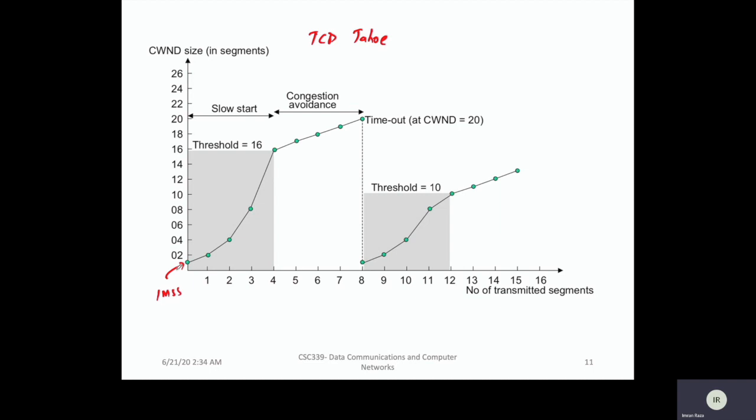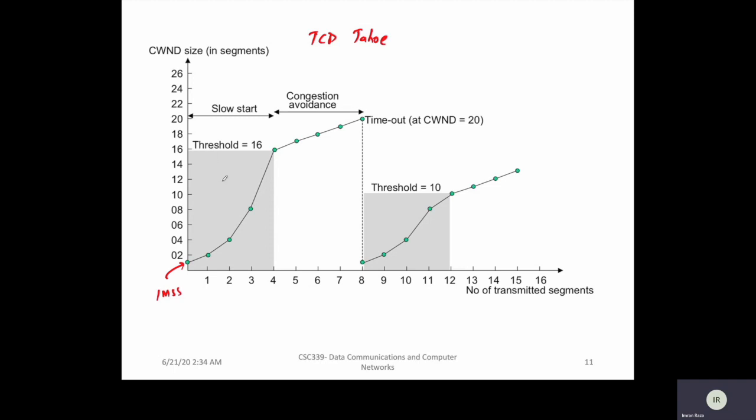Initially we transmit 1 maximum segment size, and upon receiving its acknowledgement, we double the congestion window size. Now we'll be sending 2 segments. Upon receiving the cumulative acknowledgement, we'll be sending 4 segments, so the congestion window size is now 4. Upon receiving the cumulative acknowledgement for these 4 segments, I will increase the congestion window to 8, and then to 16. Here you can clearly see that this increase is exponential: 1, 2, 4, 8, 16, and now we have reached the threshold.